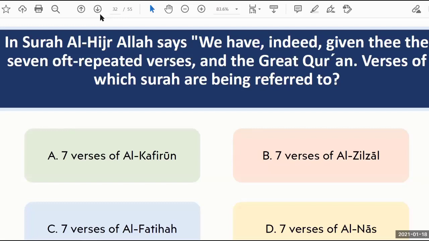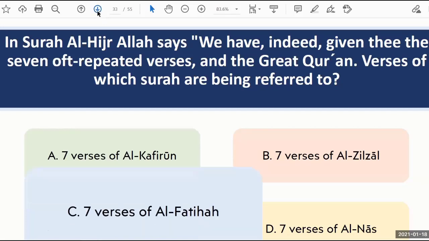Is it A, 7 verses of Al-Kafirun? Okay, Jazakallah for your answer. Let's see. No, the answer is C, 7 verses of Surah Al-Fatiha. But Jazakallah for trying. I think that concludes the Quran quiz. Jazakallah to all the participants and well done.